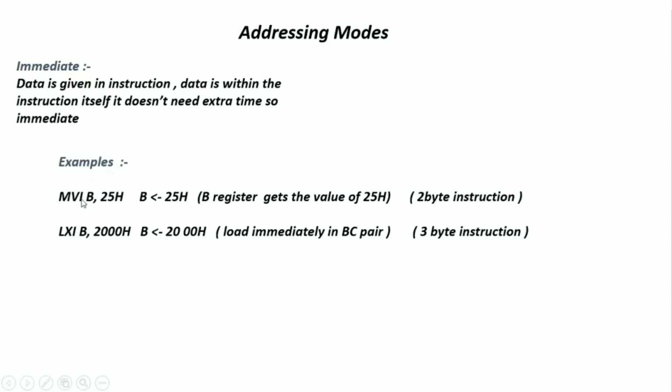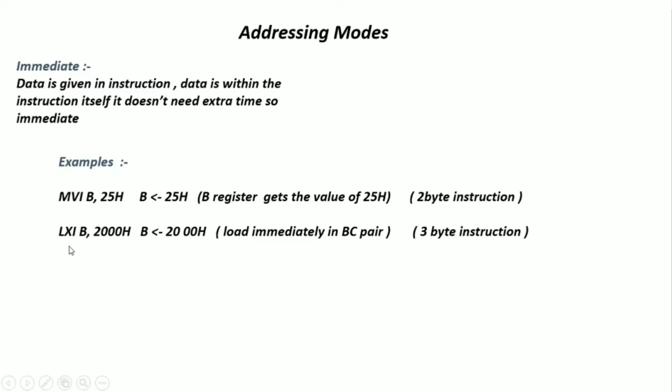These are the examples. MVI B, 25H. We are moving the value 25H into the B register. MVI is just moving the value 25H into the B register. So here you can see that B is getting the value 25H, and it is a 2-byte instruction.